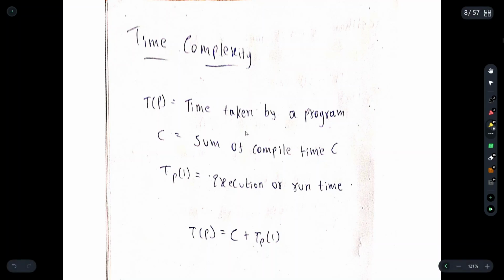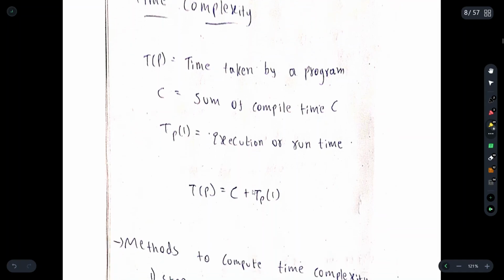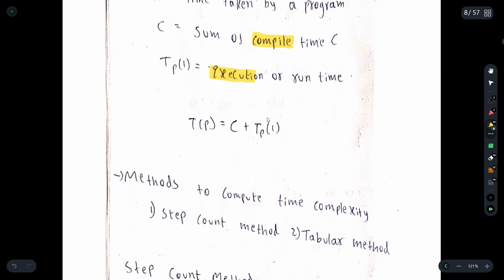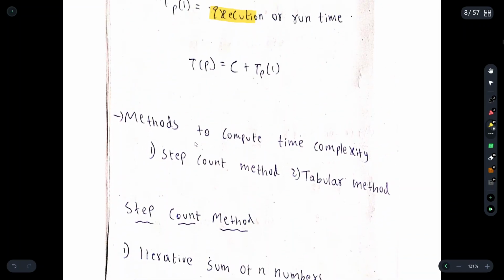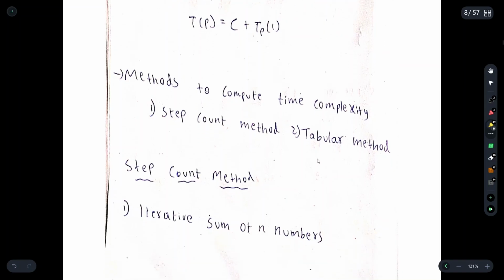So here we can just see that the time taken by a program is nothing but the time until the program gets compiled, and then the time it takes to show the output, the execution time. So the compilation time and execution time, their overall sum, is known as the time taken by the program. The methods to compute the time complexity are the step count method and the tabular method.